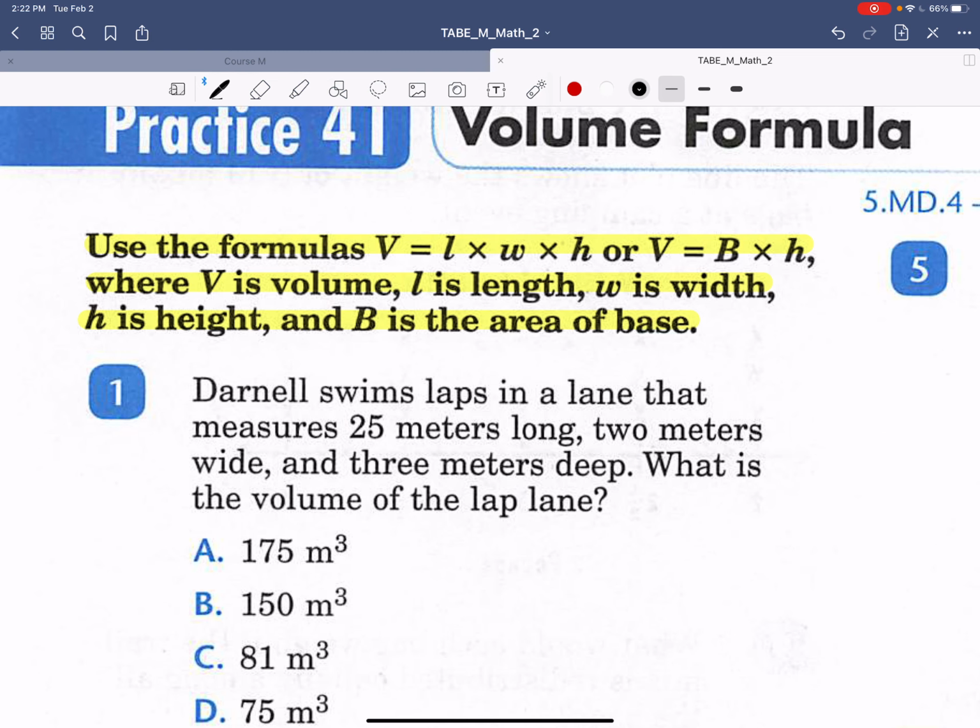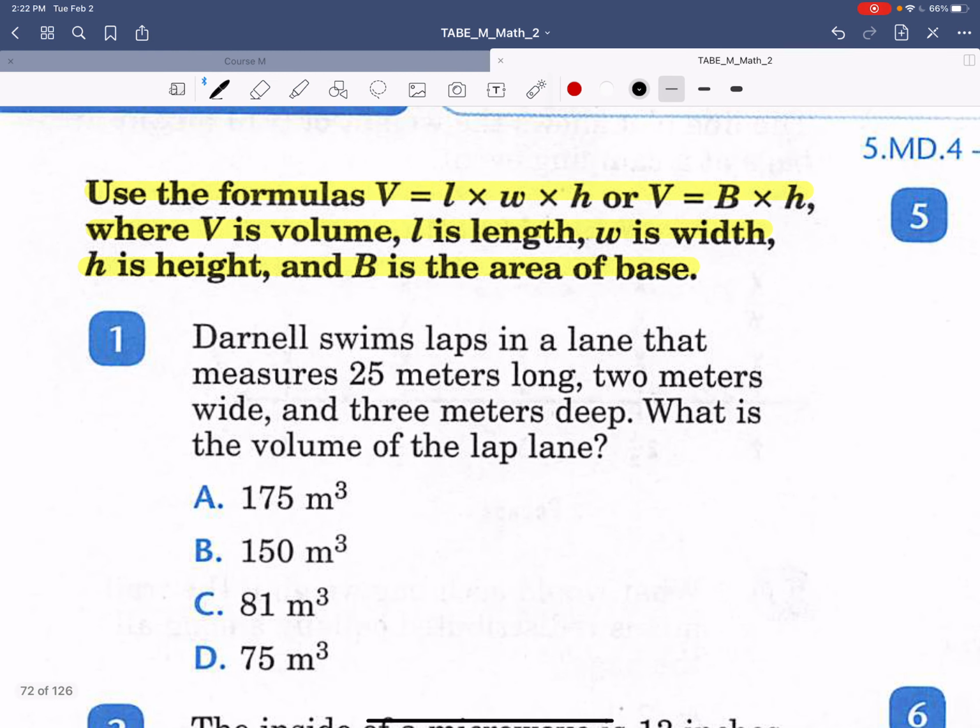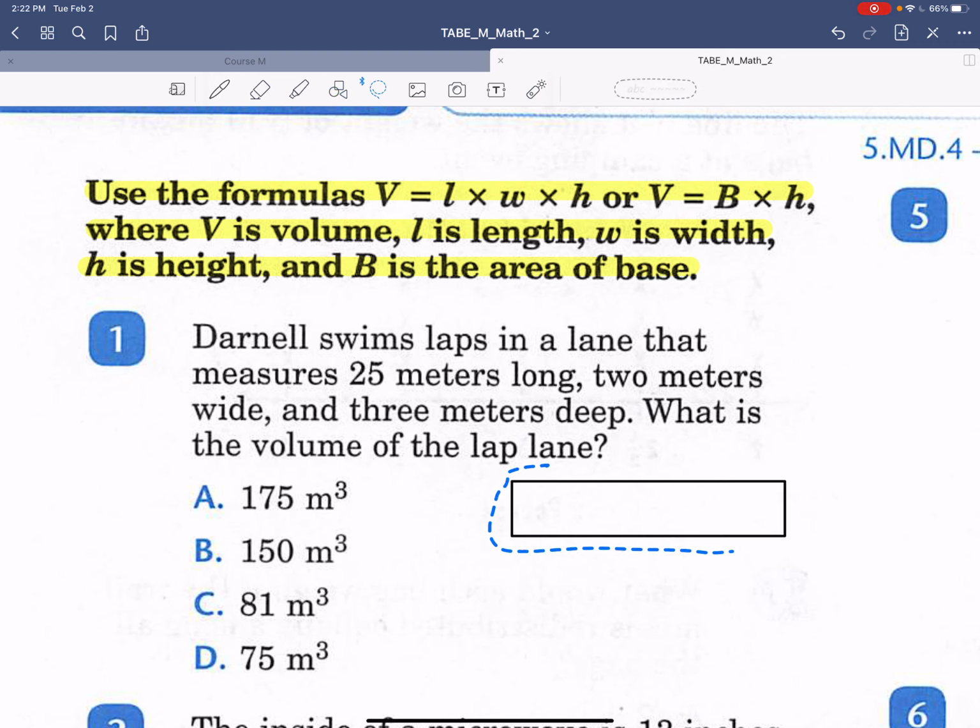Number 1. Darnell swims laps in a lane that measures 25 meters long, 2 meters wide, and 3 meters deep. What is the volume of the lap lane? So I am going to sketch you a picture of this one. I'm going to try anyway. So there is the length.